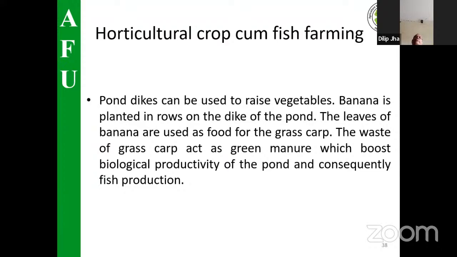Generally pond dikes can be used to raise vegetables. So banana is planted in rows on the dike of the pond. The leaves of banana are used as food for the grass carp. The waste of grass carp acts as green manure, which boosts biological productivity of the pond and consequently enhances fish production. Under such a system, we don't need any fertilizer and feed, because most of the fishes are plankton feeders. Even with only little feed, we are going to curtail the feed also here.